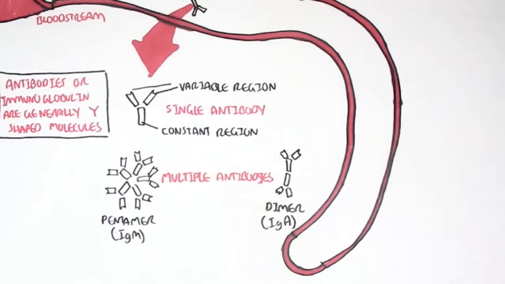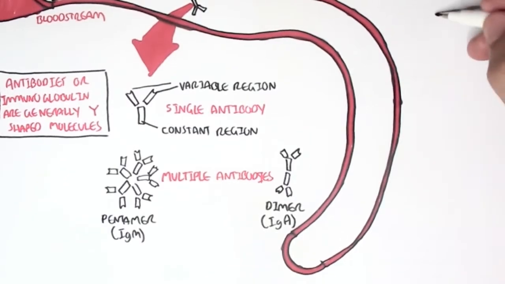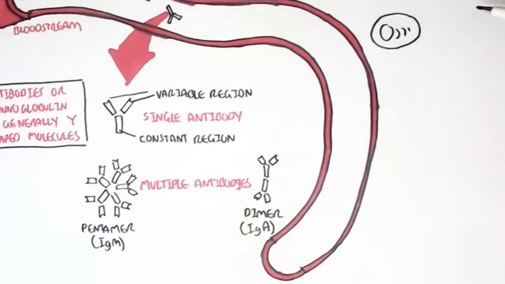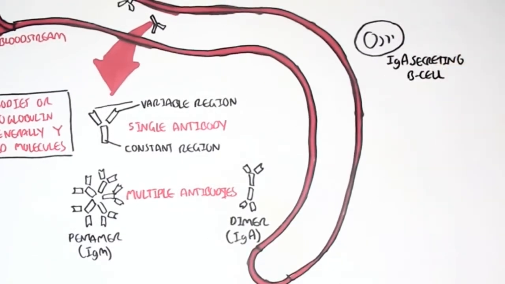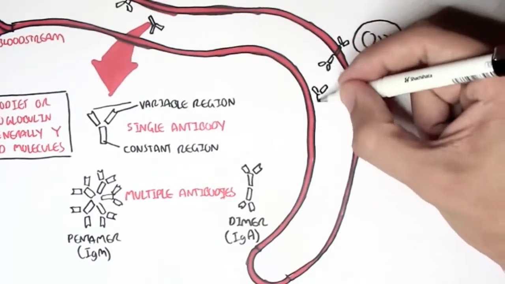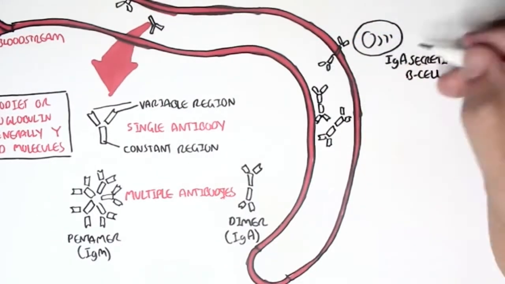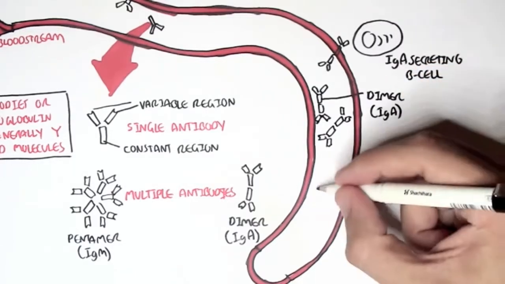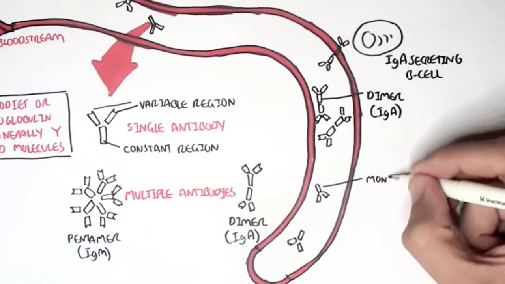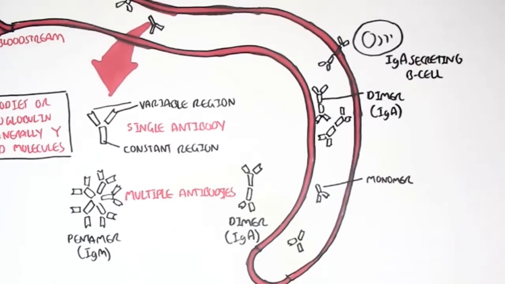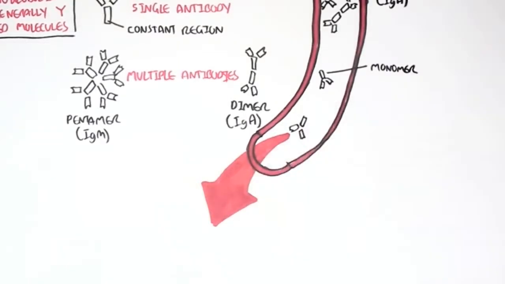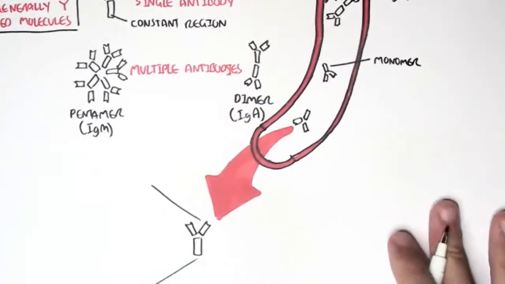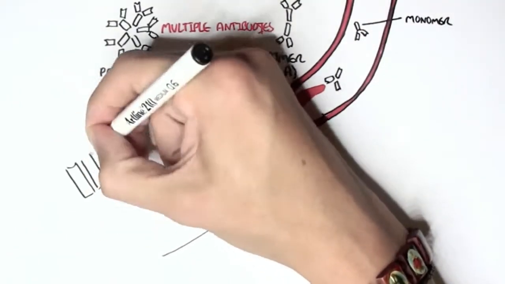So going back to the bloodstream, we can have IgA secreting B cells or plasma cells, and they will essentially secrete IgA in a dimeric form here. So this is a dimeric IgA. Of course, there are other antibodies that are only a monomer. They're only a single antibody. So let's zoom again into this monomer and learn a bit more about the shape. Let's have a closer look.